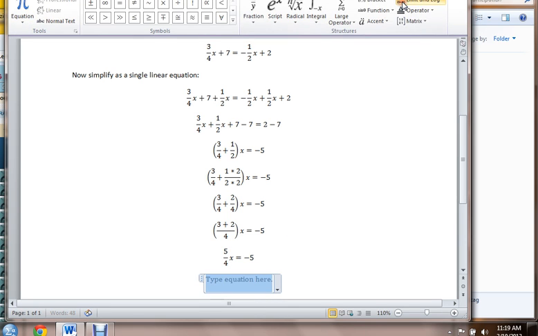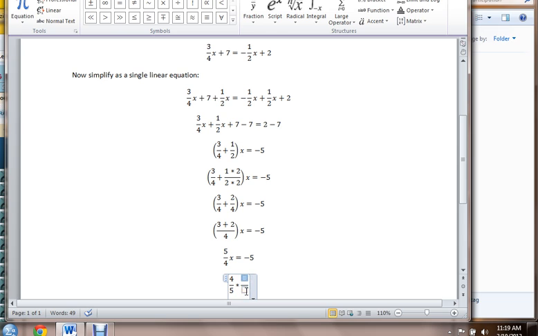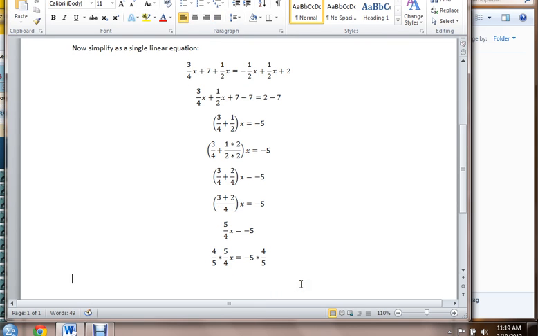Insert, equation. So we're going to multiply here 4 over 5 times the 5 over 4x, and whatever we do to one side we have to do to the other side. So we had the minus 5, and since we multiplied by 4/5 we need to multiply by 4/5 over here as well. So on the left side you have 4/5 times 5/4, which is going to give us just the x. That's why we did this operation.